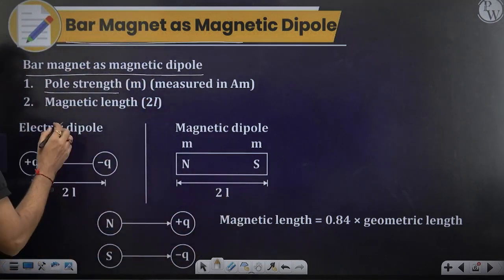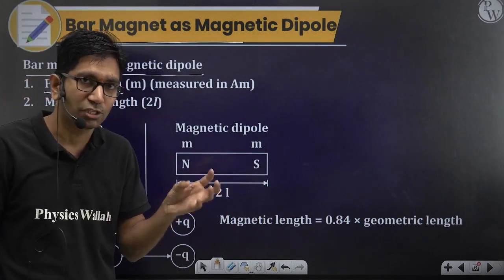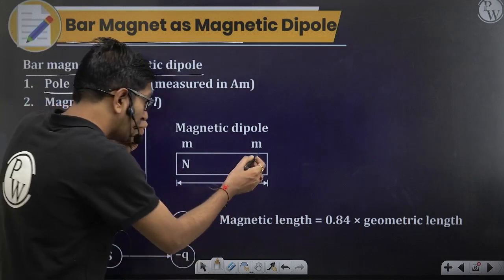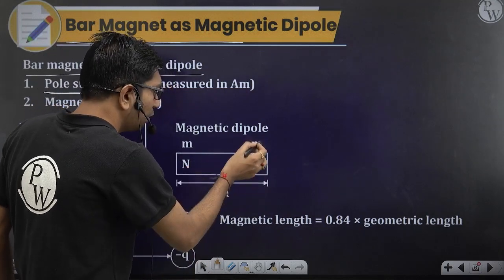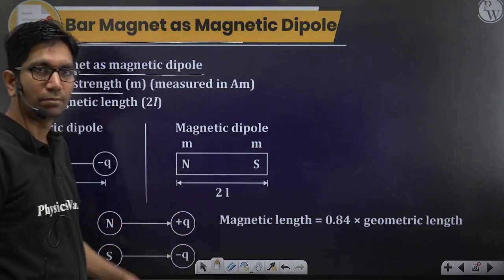So there, it's called pole strength, okay? The strength which is present at the poles is called pole strength. See here, beta. So at the north and south poles, we have a pole strength. It will be indicated by a symbol, small m, okay?